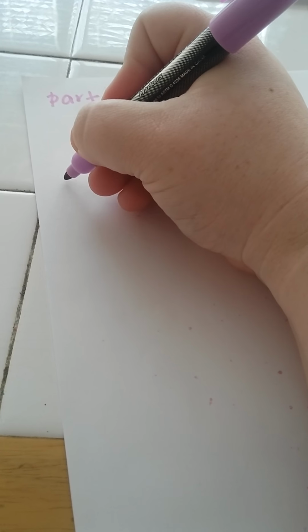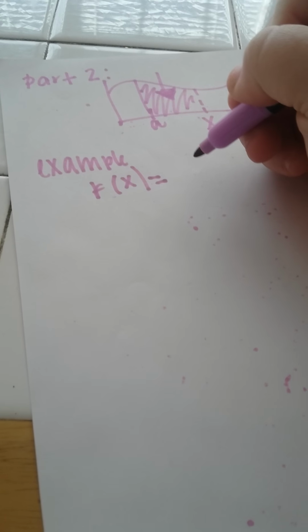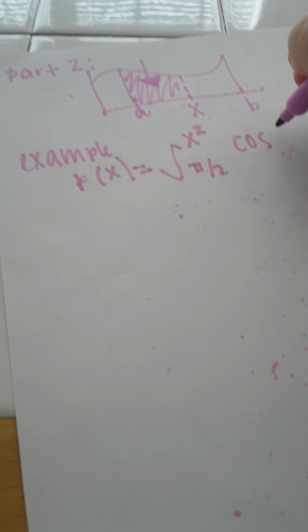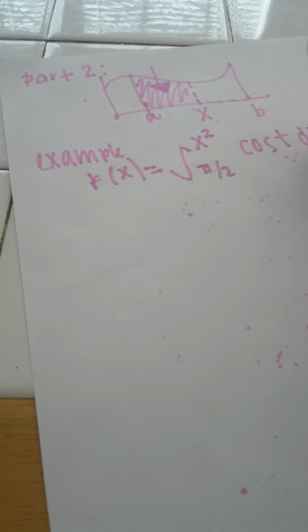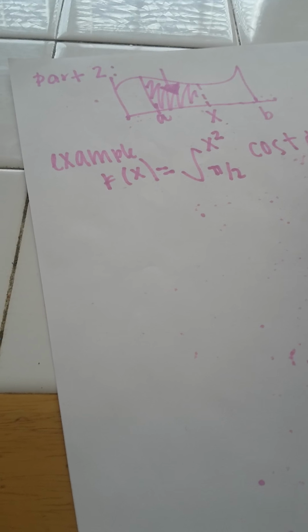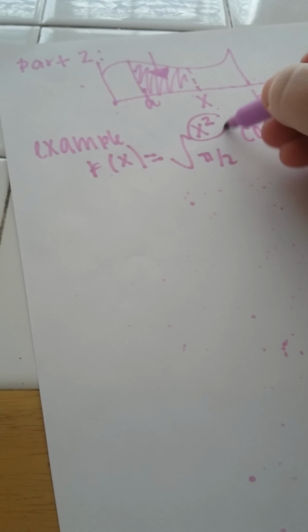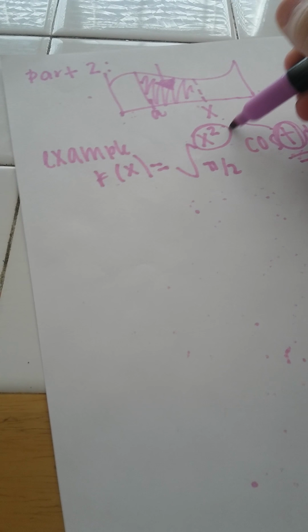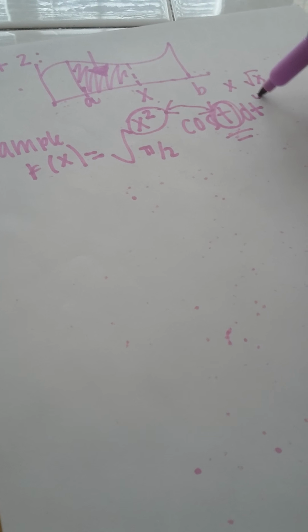So, for example, if you have f of x equals the integral from pi over 2 to x squared of cosine t dt, then what you do is everywhere you see t, you plug in whatever's here. It doesn't matter if it's x, square root of x, x squared, whatever.